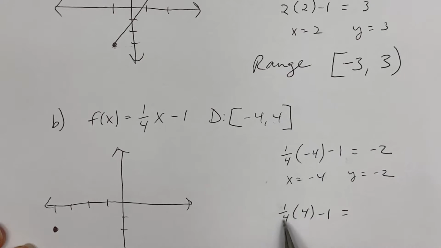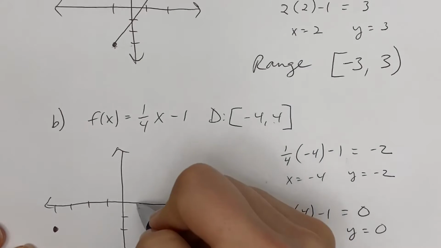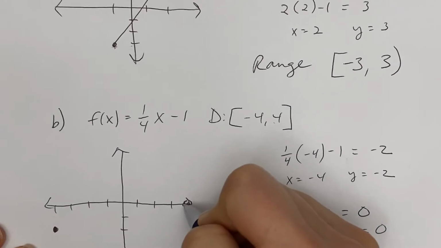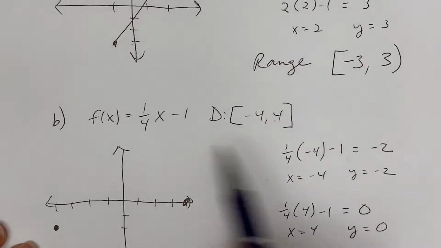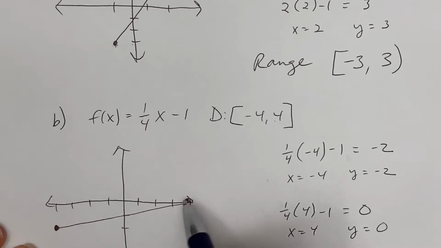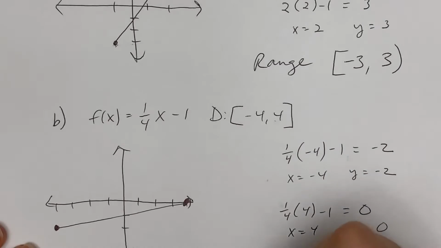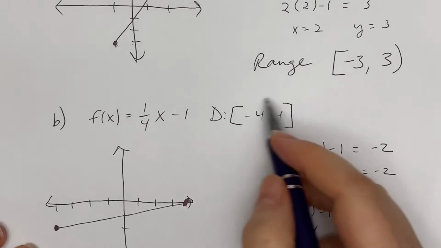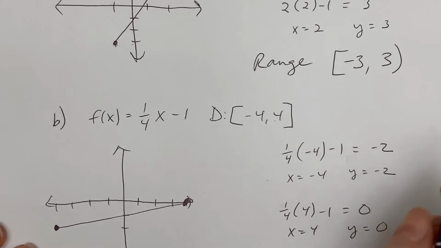So when I multiply these together, that would give me 1. 1 minus 1 is 0. So when x is 4, my y value is 0. So 4, 0 would be here. And again, it's a linear function, so I can just connect these points like that. Now I'm going to write the range. Again, it's an interval, so I'm going to write the range as an interval.